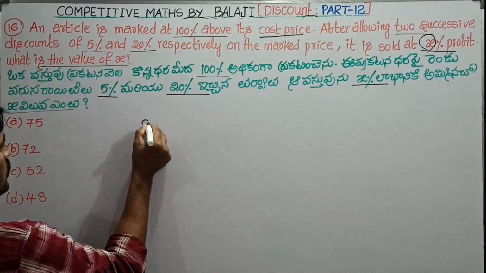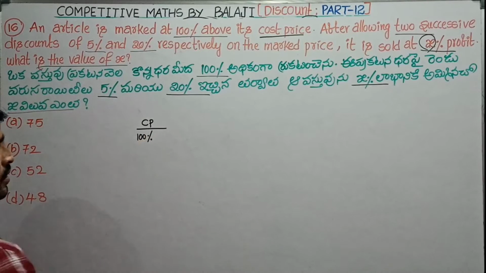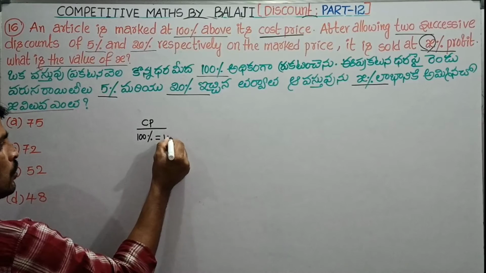Suppose let cost price of the article be 100%. 100% is nothing but 1 unit.